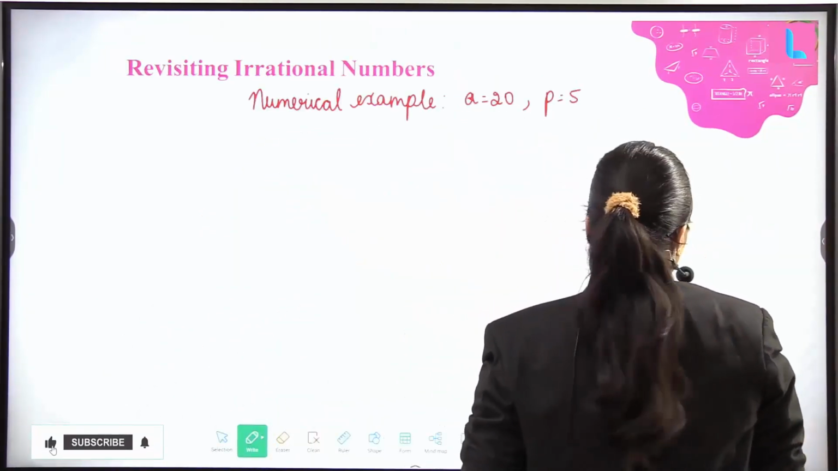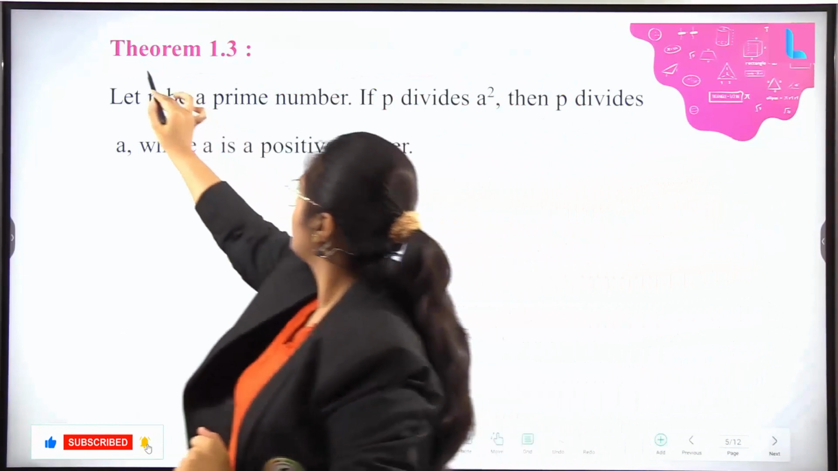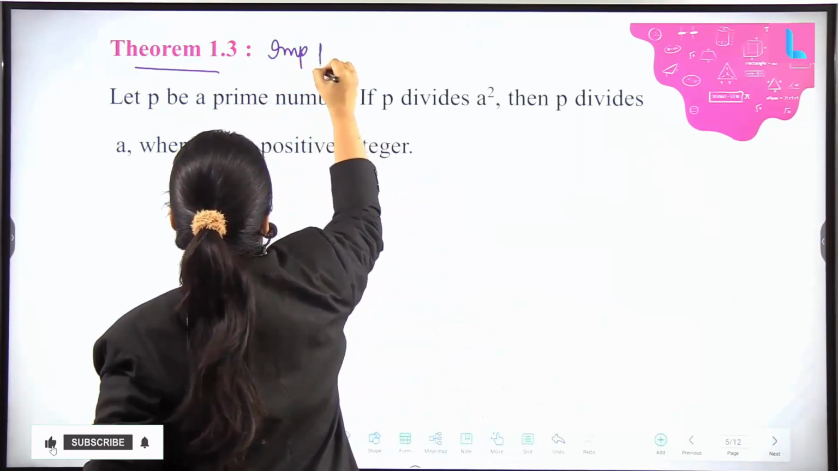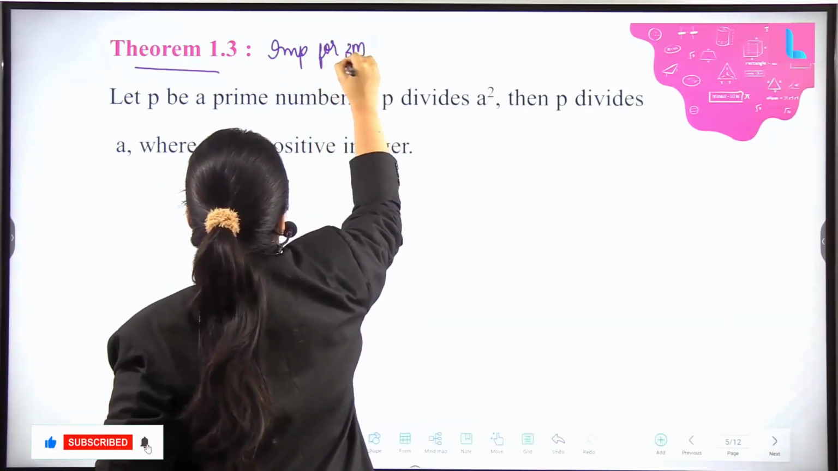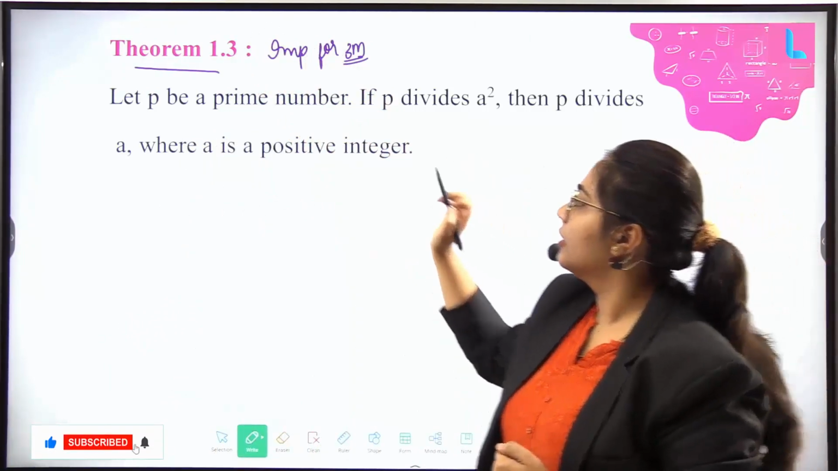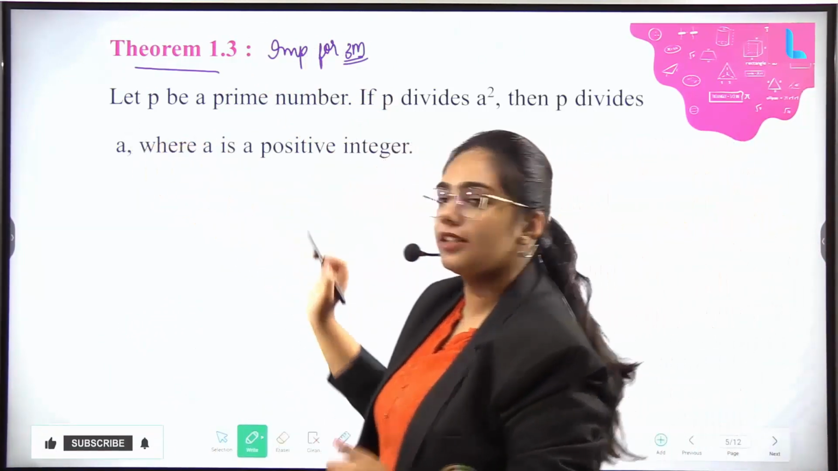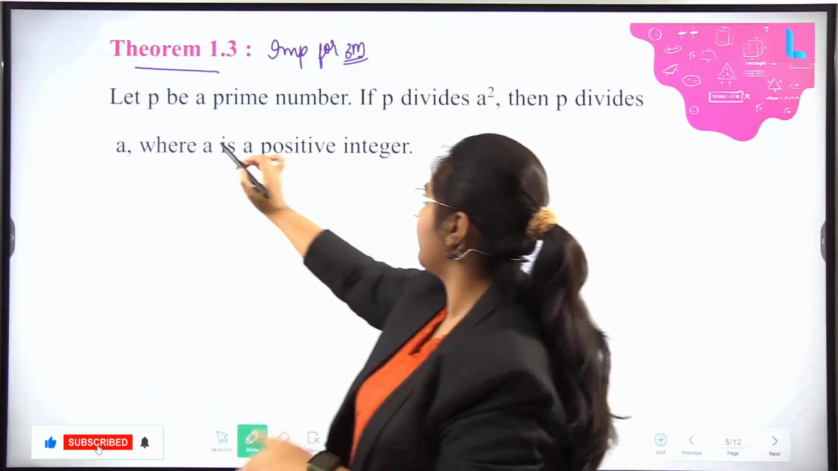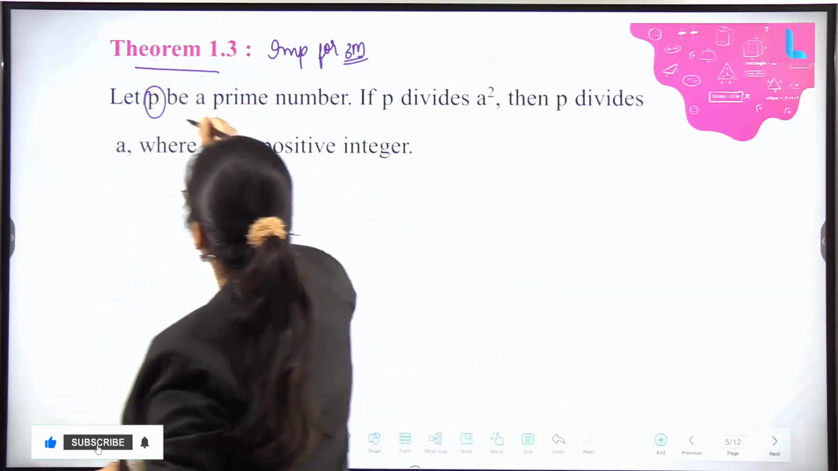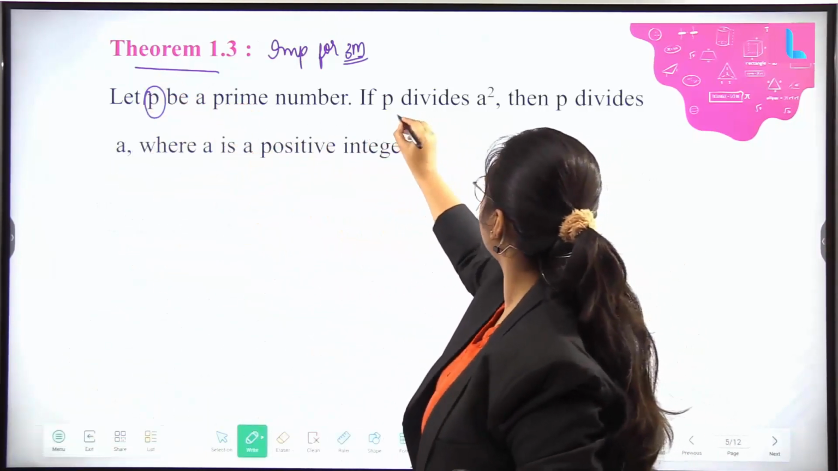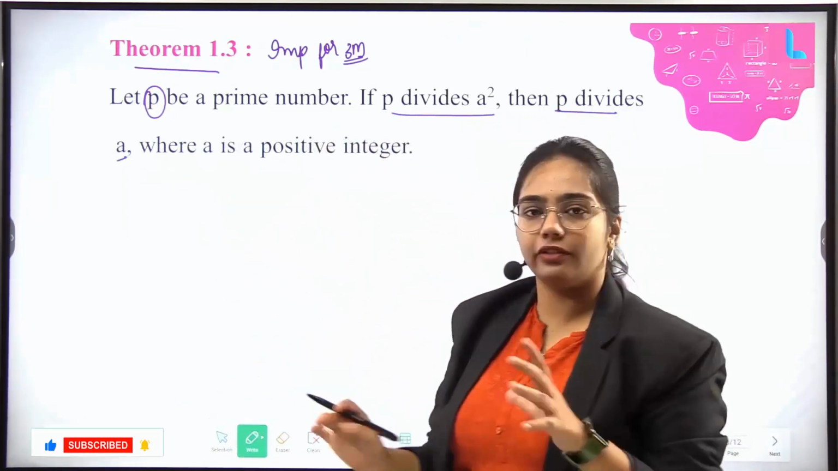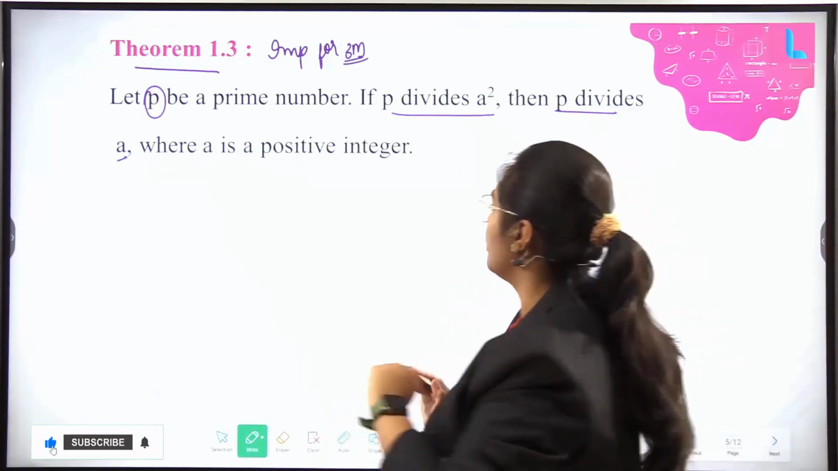To get started, we have this one theorem. Using this theorem you have questions for 3 marks. So what does the theorem say? First let's read the theorem, then I'll explain it. Let P be a prime number. If P divides A square, then P divides A, where A is a positive integer. If you just read this, nothing will make sense, so I'll break this down.